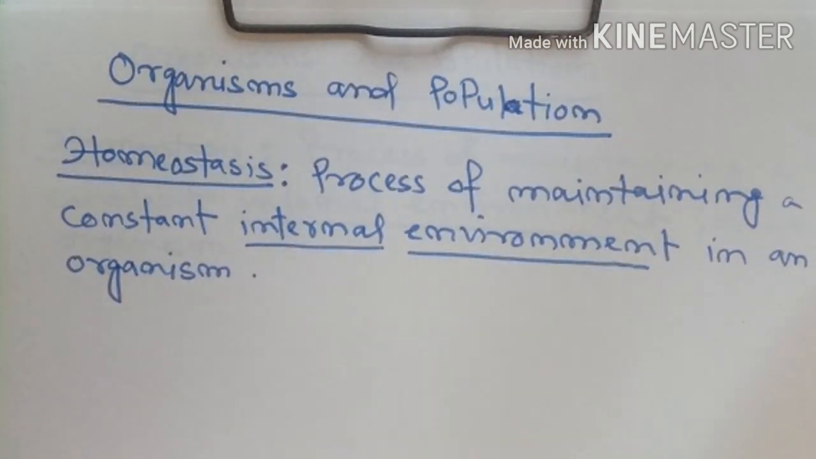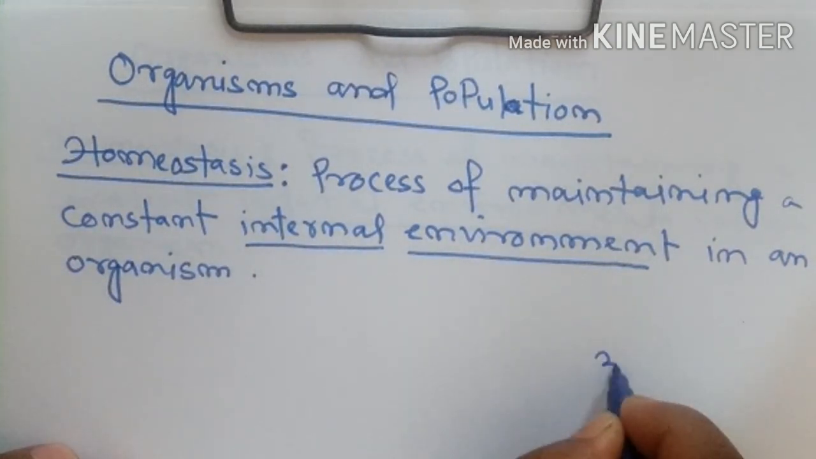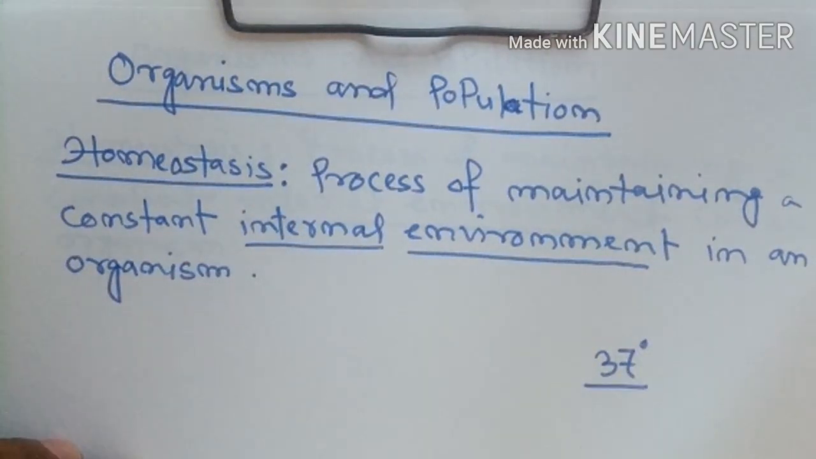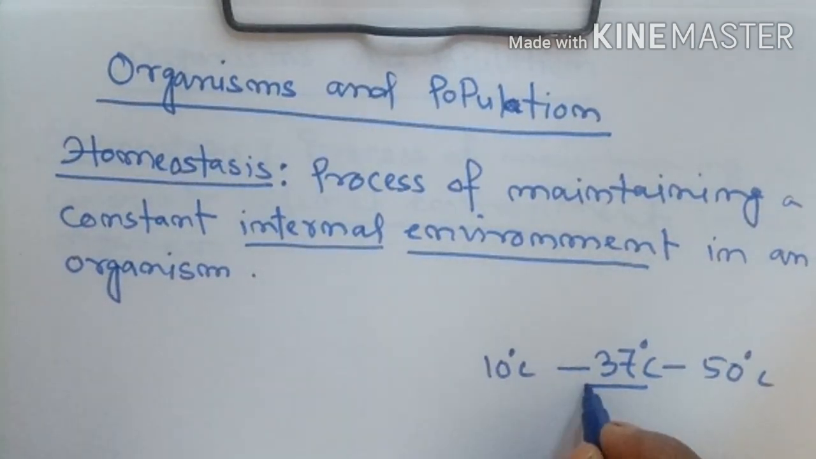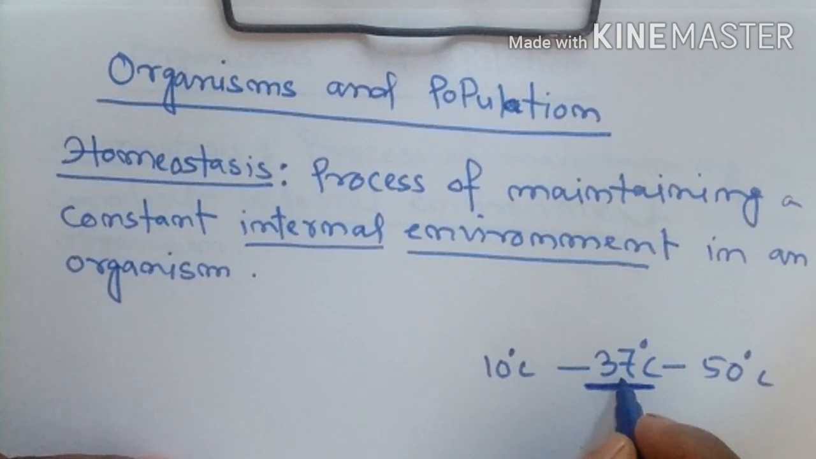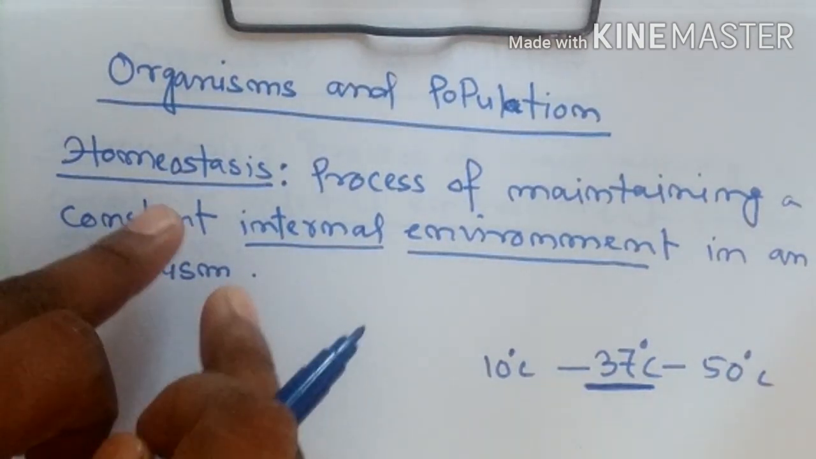Let us take a simple example. In the case of a human being, body temperature is 37 degrees Celsius. If the external environmental condition is 50 degrees Celsius, or 0 degrees, or 10 degrees Celsius, the body temperature of a human being will remain the same, that means 37 degrees Celsius. How? It happens in various ways, through various techniques. These techniques are known as homeostasis.